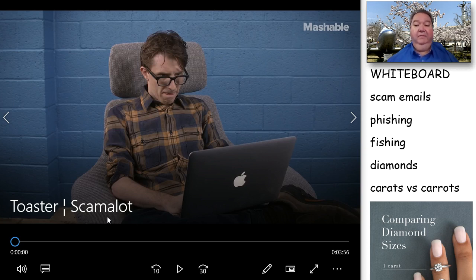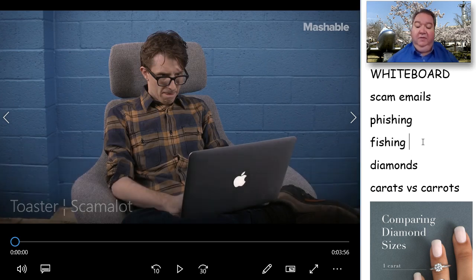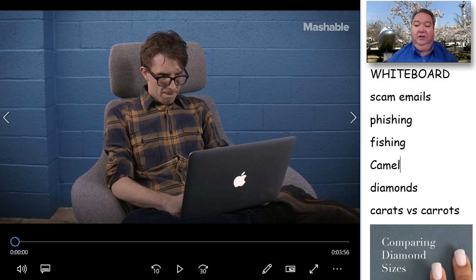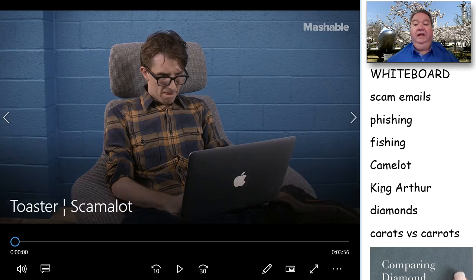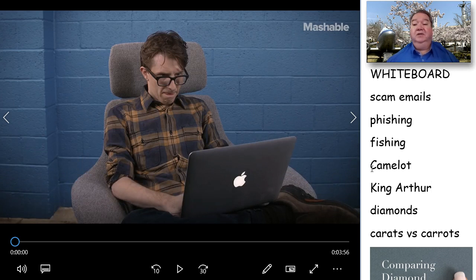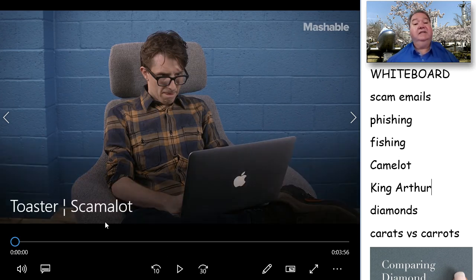Scam, like a fraud, deception. Scam and spam sound very similar. And that's sort of a little play on the word Camelot, if you're familiar with King Arthur and the Knights of the Round Table. They lived in Camelot. That was the kingdom, the name of the kingdom. So instead of Camelot, this is Scam-a-lot, because it's a scam and it's a lot. A lot of scams. Scam-a-lot. A little play on the word Camelot.